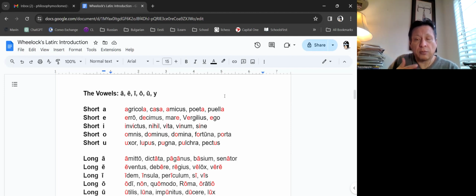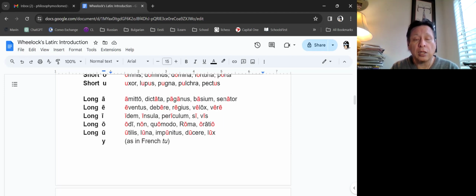Pectus, pectorals. Work out your pecs. So it means breast or chest, right? Pectus. So that's the U. Okay, those are the short ones. So A, E, O, U. Okay, now the long U's.